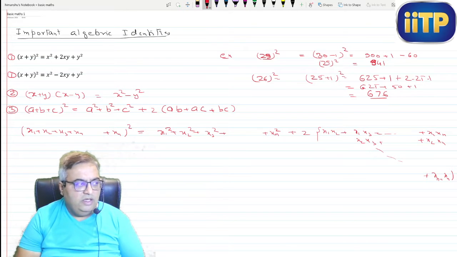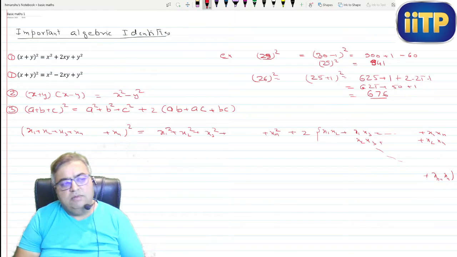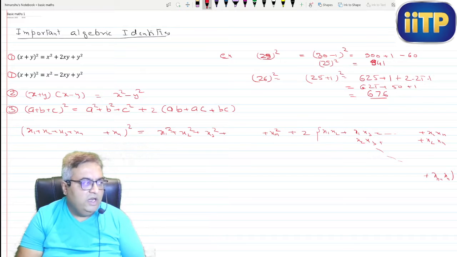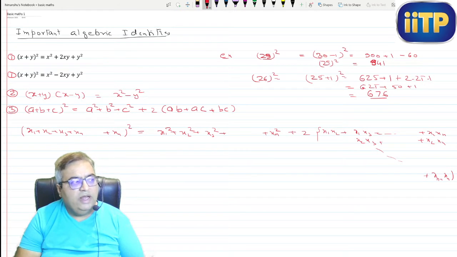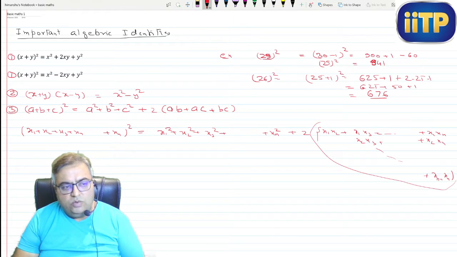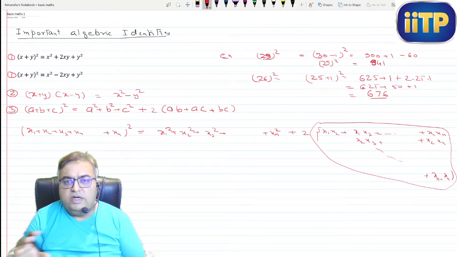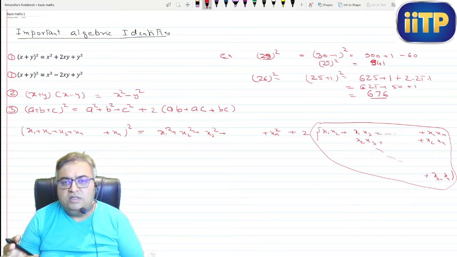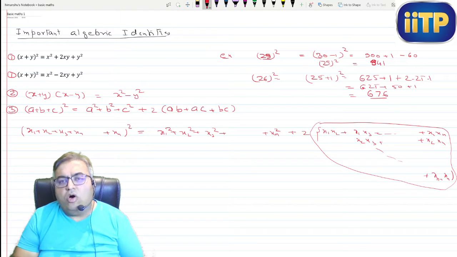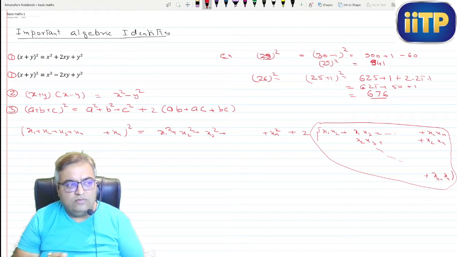As the number of terms increases, the number of pair terms will be more over here. For 3 you can utilize this directly, but beyond that it is the generalized formula. This is called the sum taken 2 at a time. It is the sum of all the numbers taken 2 at a time. We are just taking 2 numbers, we multiply them and we add all those pairs. That's what we are doing.